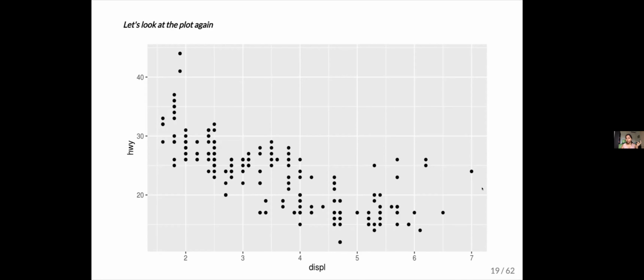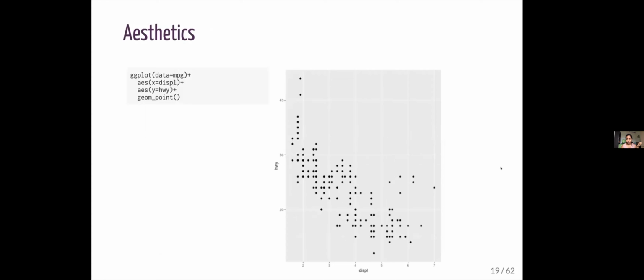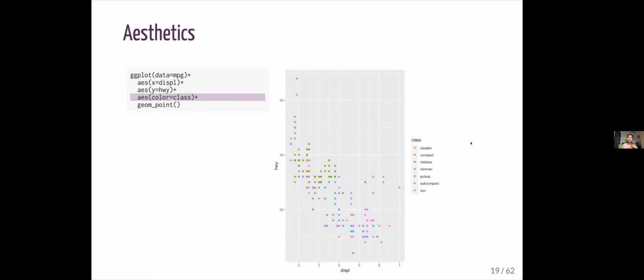We don't have any more information from the plot right now. It would be nice if we could see which category these points belong to. So let's see how we can do that. Once again, this is your plot. I have written it differently here just so it appears sequentially, but remember your ggplot template. That's how I usually write code.